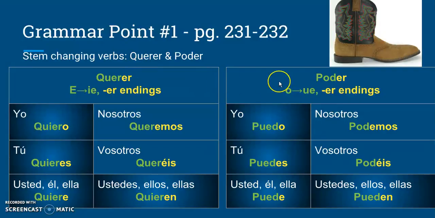So querer and poder are going to be two verbs we'll be using this week. Querer means to want, to do something, or to desire something, and poder means to be able to. So I can or I cannot, right?